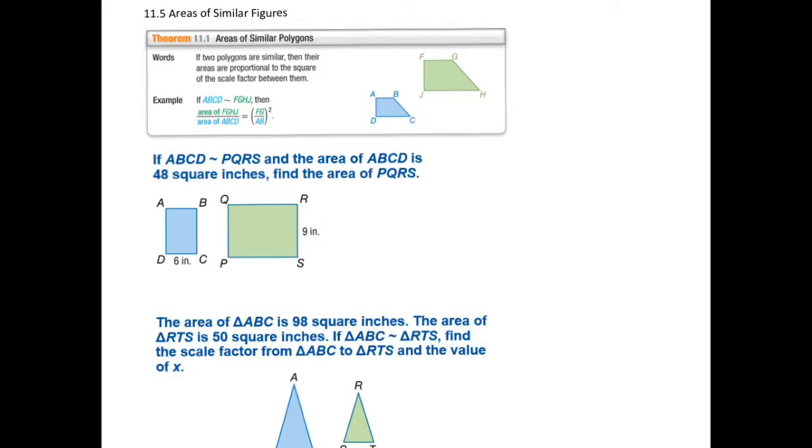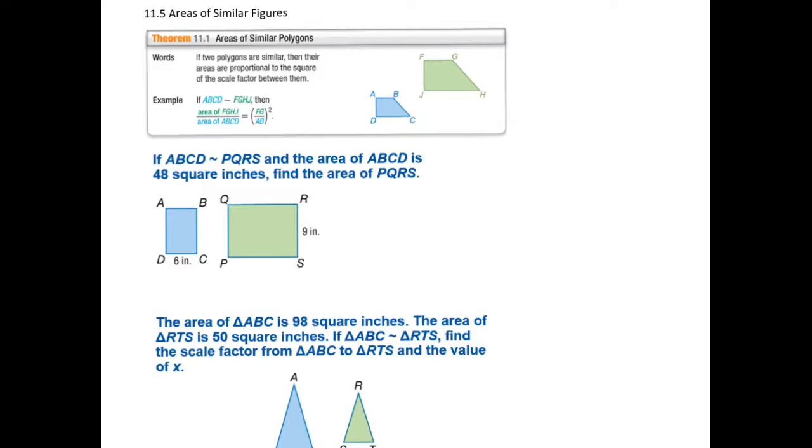So today's lesson is lesson 11.5, area of similar figures. We actually discussed how to find the area and volume of similar figures when we learned about similarity ratios or scale factors. If you remember, we learned that if we knew the scale factor of two similar shapes, we could square that, find the scale of the areas, or we could cube it to find the volumes. So we're going to use that same idea.